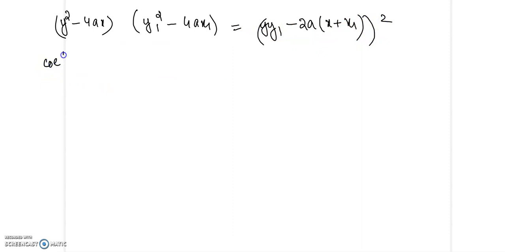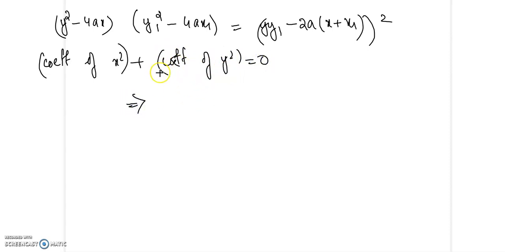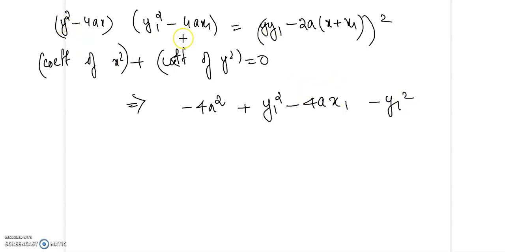Now coefficient of x square plus coefficient of y square will be equal to 0. So coefficient of x square will be minus 4a square here, and coefficient of y square will be y1 square minus 4a x1, and here a minus y1 square will come. This one also will come, y1 square. So that is equal to 0. These two cancel out, so minus 4a also will cancel out, so we will get x1 plus a equal to 0.